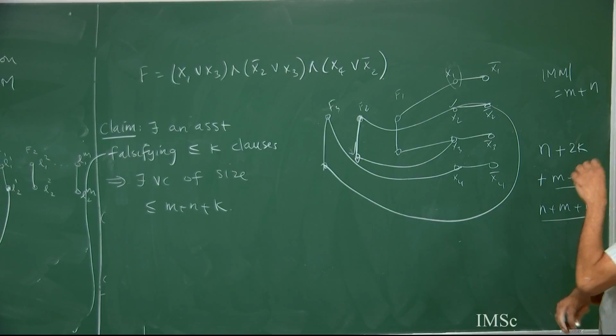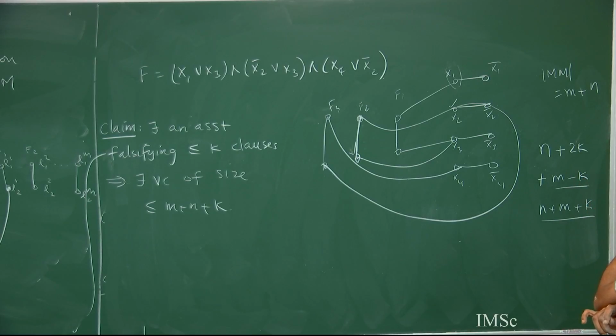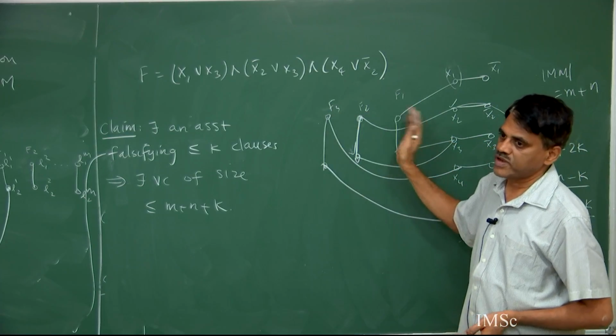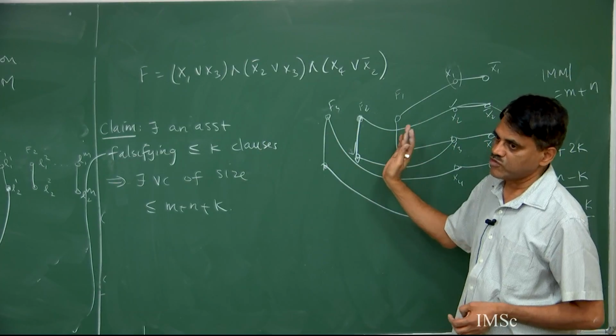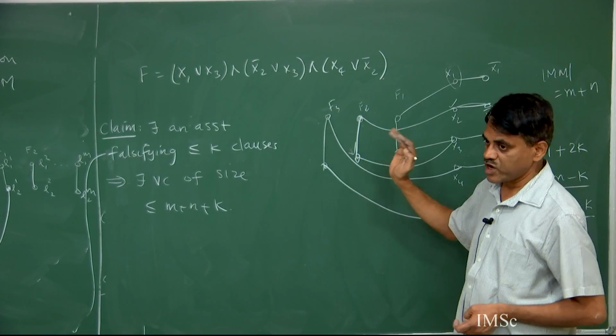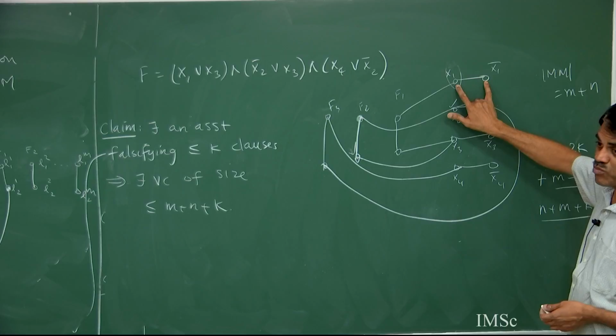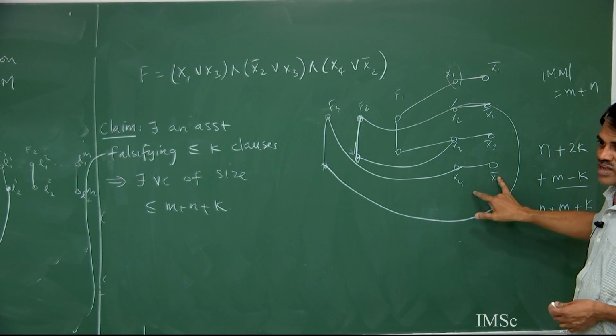To show the other direction, we want to show that if there is a vertex cover of size at most n plus m plus k, it is very similar to the earlier argument. Then at most k of the matching edges have 2 vertices picked into the solution. It will be nice if those k edges are here, then I can get rid of them and I convert back to an assignment that falsifies at most k clauses. But if k of those are picked, let us say it picks both of these, then that is sort of an ugly thing to deal with.